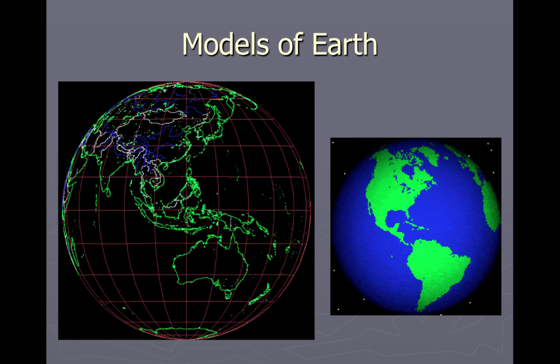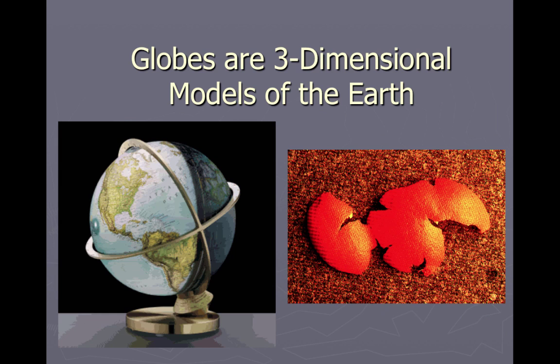Hi, welcome to Unit 3, Models of Earth. The globe, as you know, is round. And in this unit we're going to talk about how we represent that round Earth on flat pieces of paper.